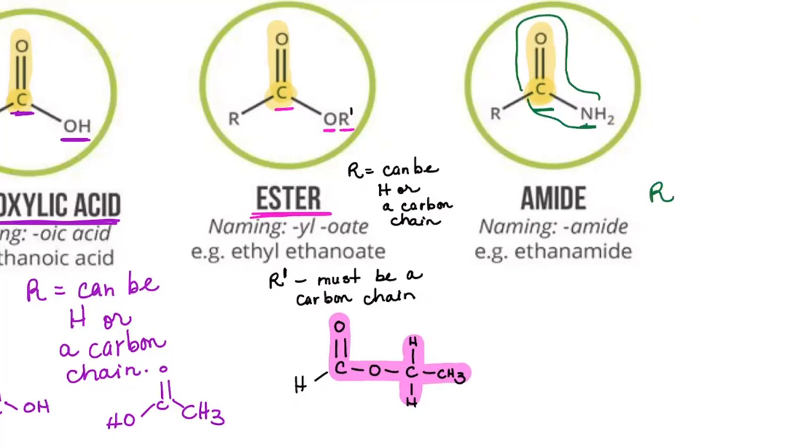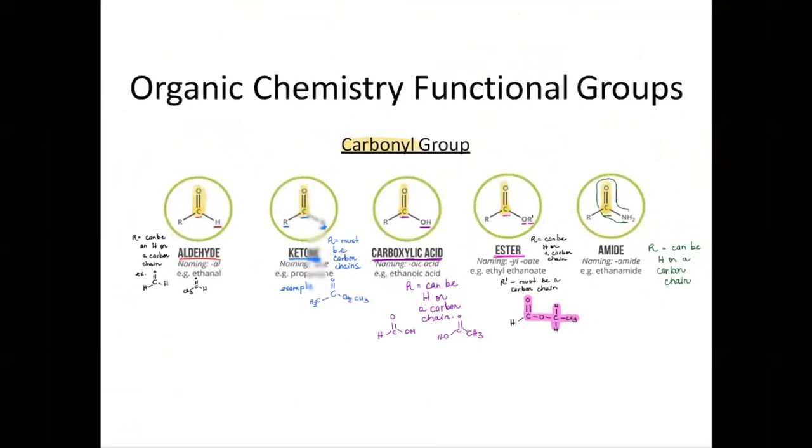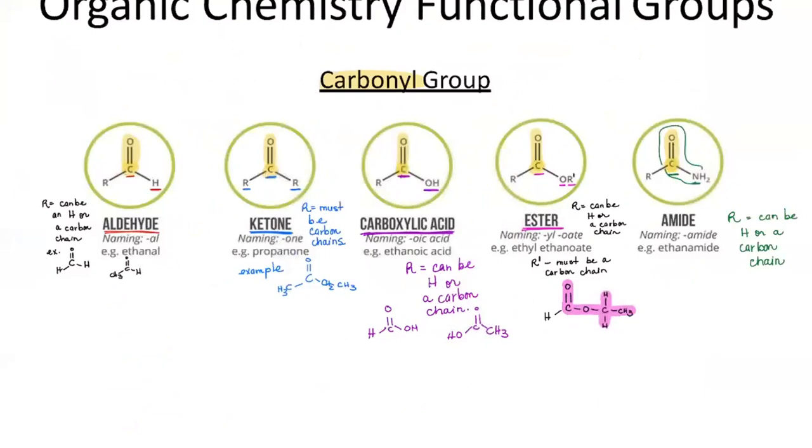The R group on an amide can be hydrogen or a carbon chain. Any questions on any of the members of the functional groups that I just showed?